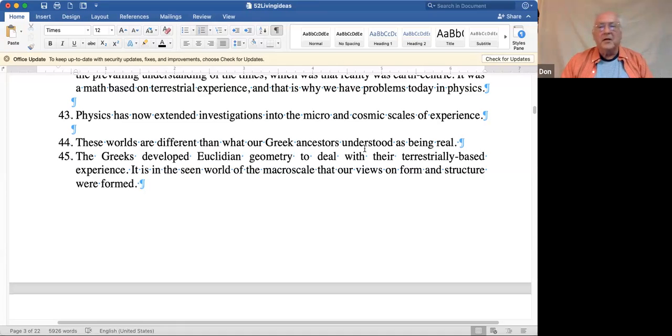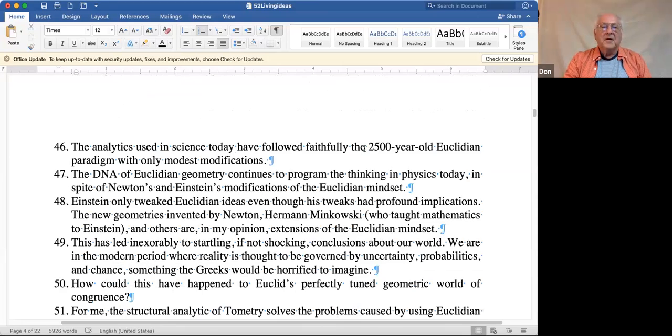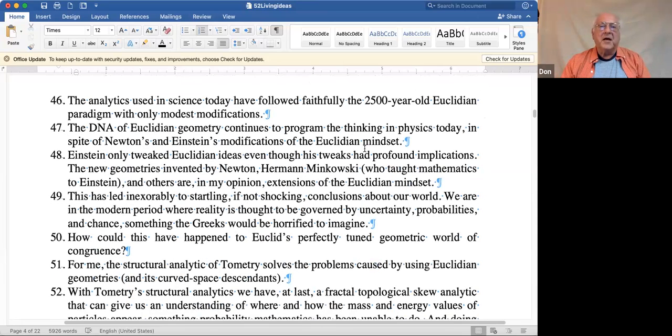The Greeks developed Euclidean geometry to deal with their terrestrial-based experience. It is in the seen world of the macro scale that our views of form and structure were formed. The analytics used in science today have followed faithfully the 2,500-year-old Euclidean paradigm with only modest modifications. The DNA of Euclidean geometry continues to program the thinking in physics today, in spite of Newton and Einstein's modification to the Euclidean mindset. Einstein only tweaked Euclidean ideas, even though his tweaks had profound implications.